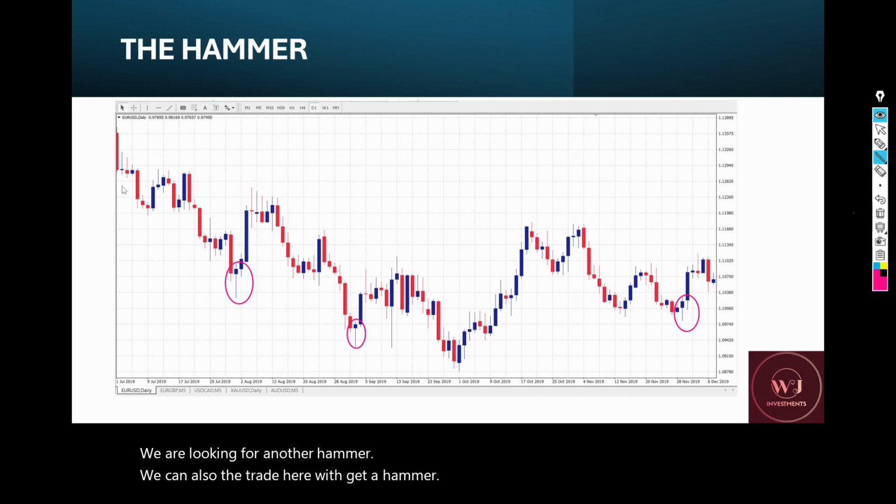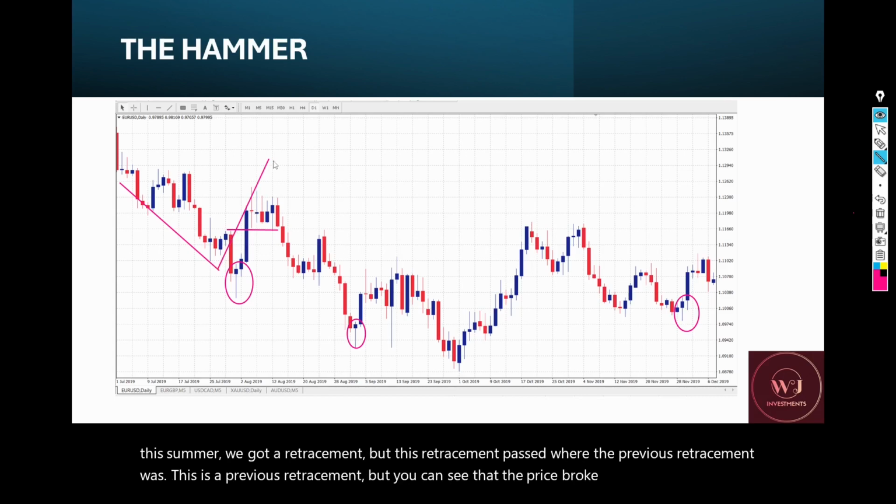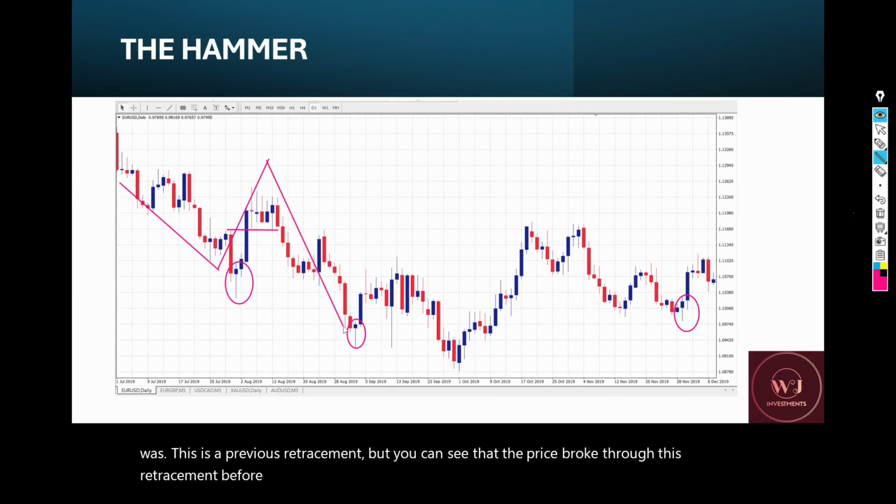So for example, when you look here, that price was on a clear downtrend, and after forming this hammer, we got a retracement, but this retracement passed where the previous retracement was. This is a previous retracement, but you can see that the price broke through this retracement before it came to make a new low.